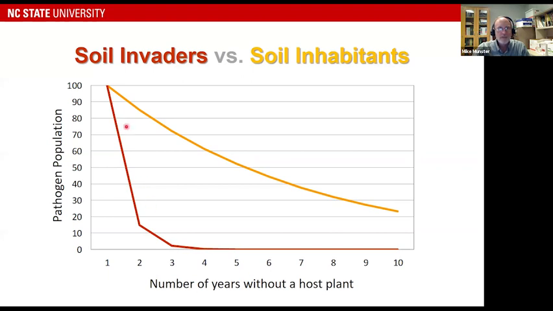Versus a soil inhabitant, like the bacterium that causes southern bacterial wilt, that is only going to decline very slowly, if at all, especially if there are weeds that are alternate hosts, then you're really not going to be able to do any kind of crop rotation and get away from this. So you may have some that are fairly short rotation, others with a long, and others that it's going to be a permanent part of your soil microbiota.